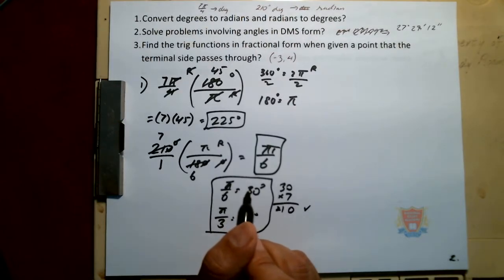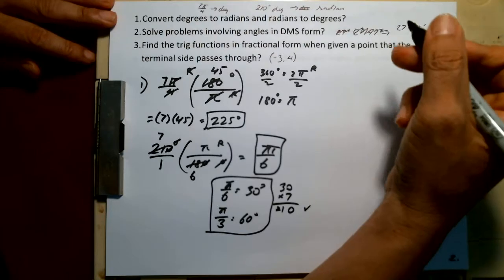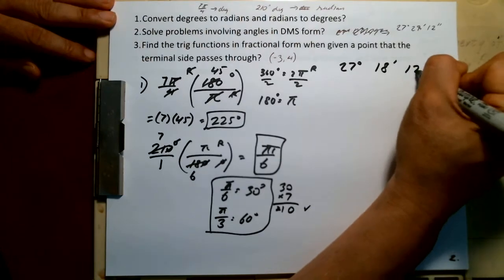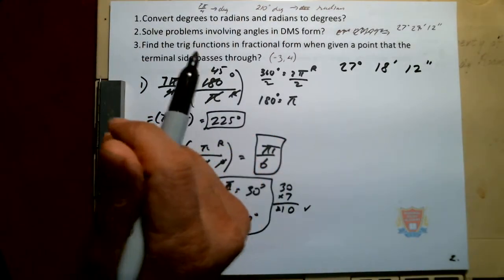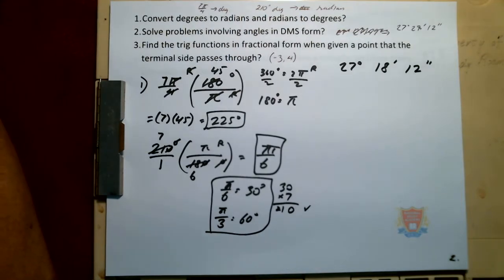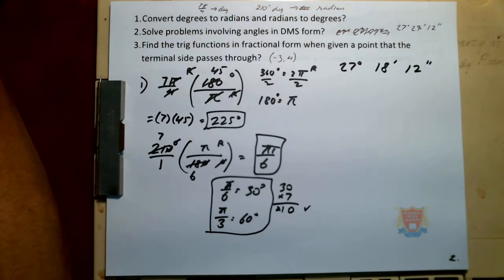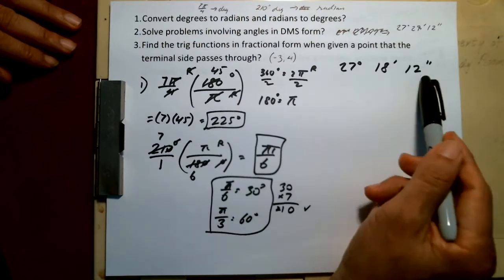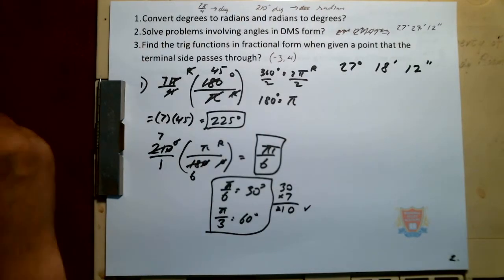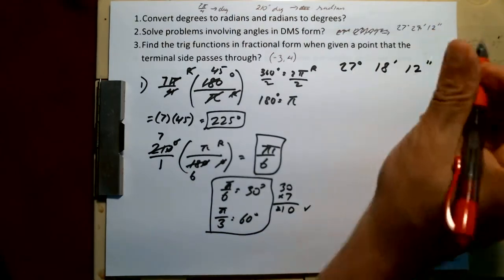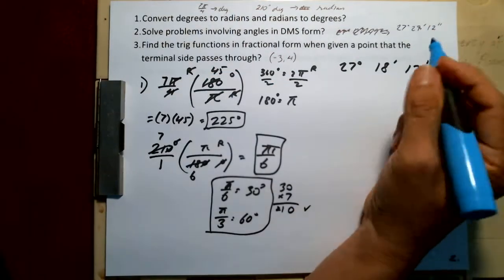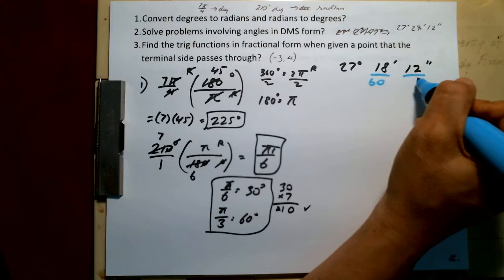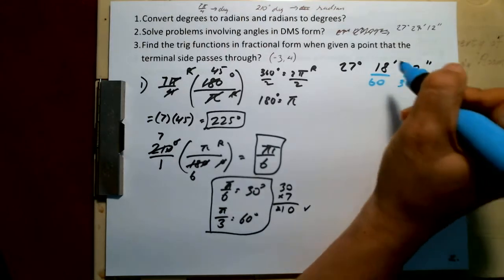Solve problems using angles in DMS. I picked one for you. 27 degrees, 18 minutes, and 12 seconds, okay? Oh, sorry about that. So how does it work? You go from degrees, minutes, seconds to decimal form. You cannot use DMS when you're trying to calculate things out. So there's a little trick. We divide the minutes by 60 to change it into decimal, and we divide the seconds by 60 times 60, which is 3,600. And then we just add them.